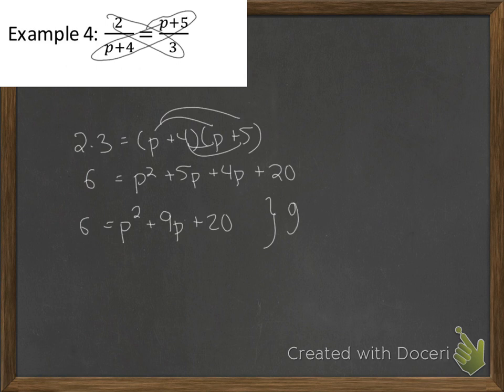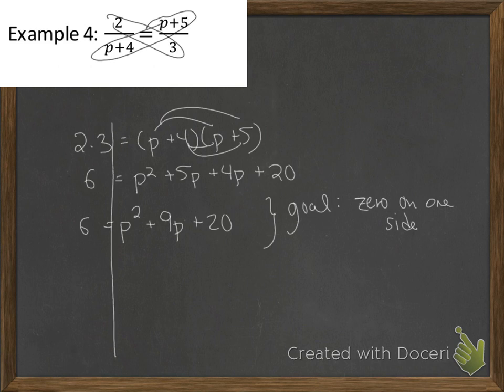When I have a variable raised to the second power, my goal is a little bit different. Instead of just trying to get the variable on one side and everything else on the other, my new goal is to get 0 on one side. The reason I'm going to do this is because I want to apply the zero product property, and I can't apply the zero product property if I don't have 0. Kind of makes sense, right?